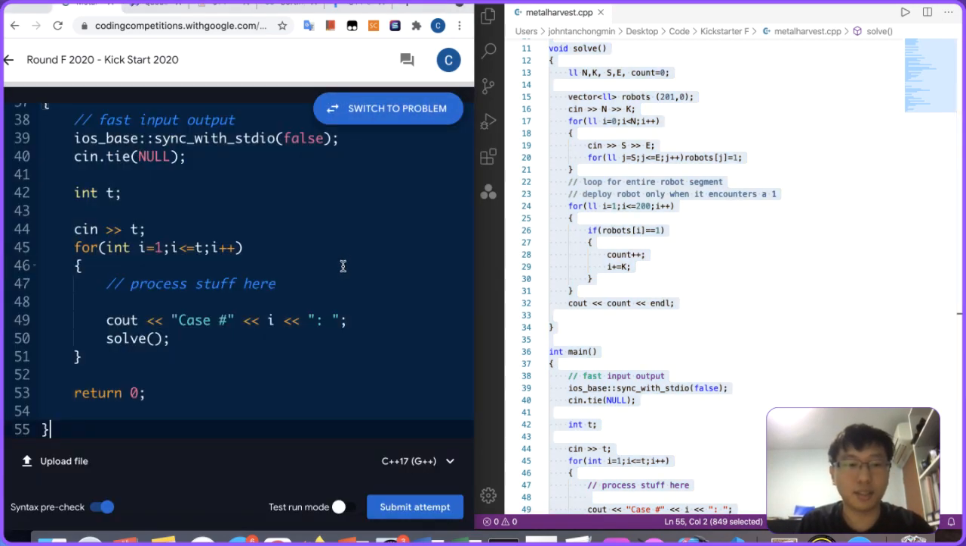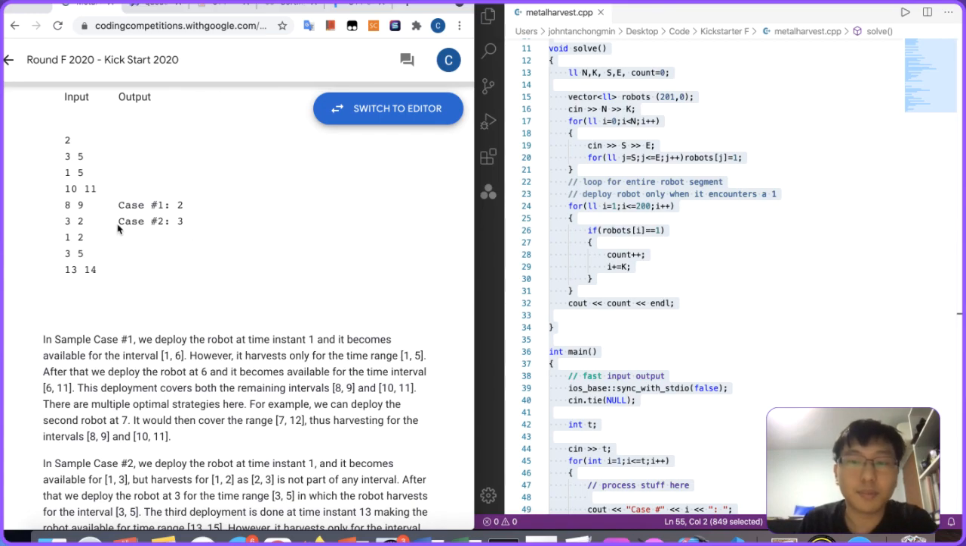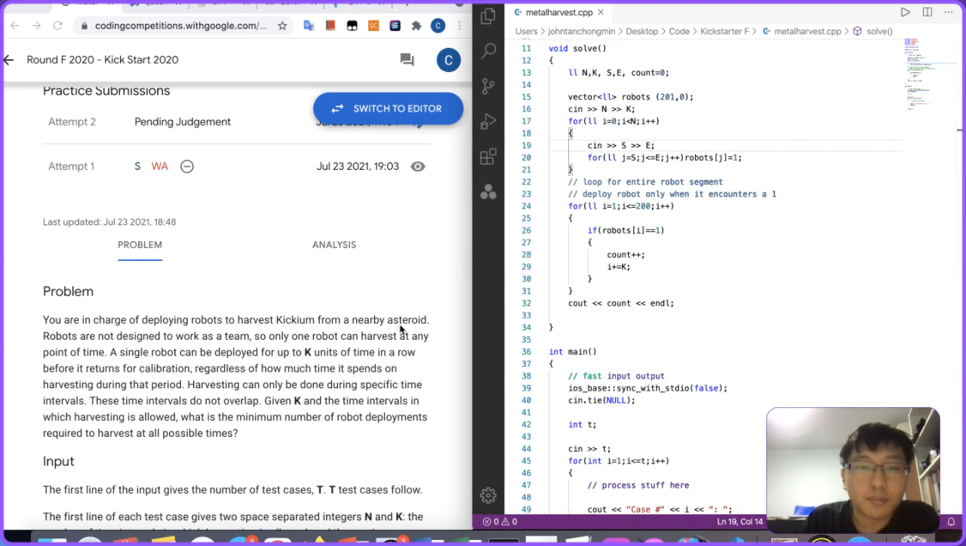Let's just try. I mean, it solves the test case, but it's not solving all the answers. So there must be something wrong with the code here. Yeah, let's just try to figure out what's wrong with the code.